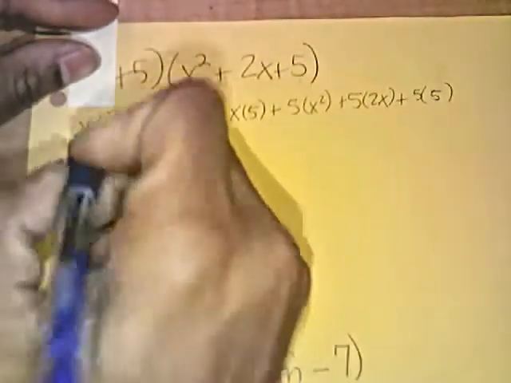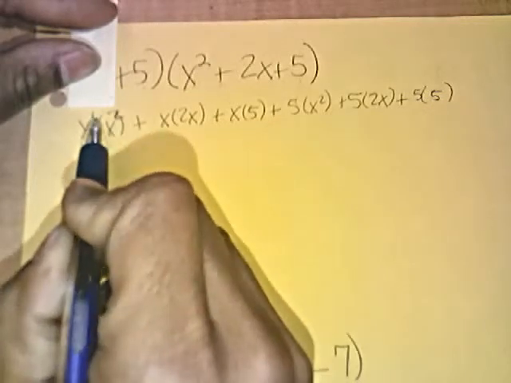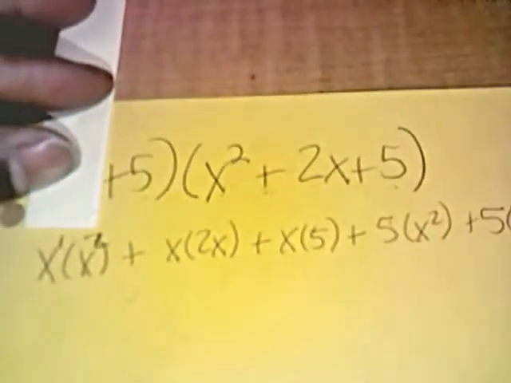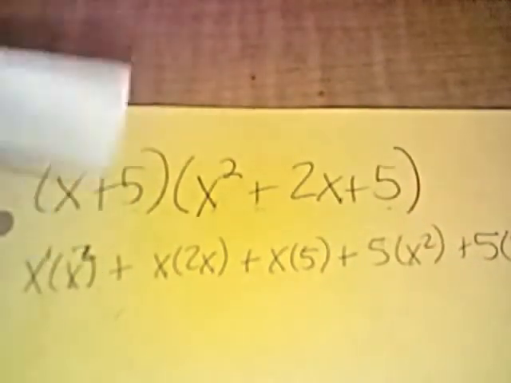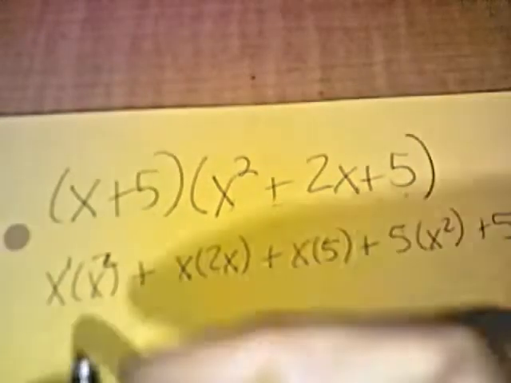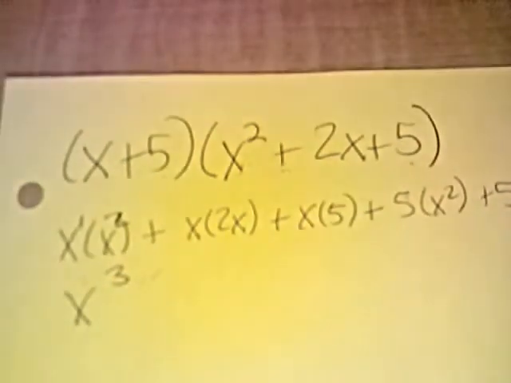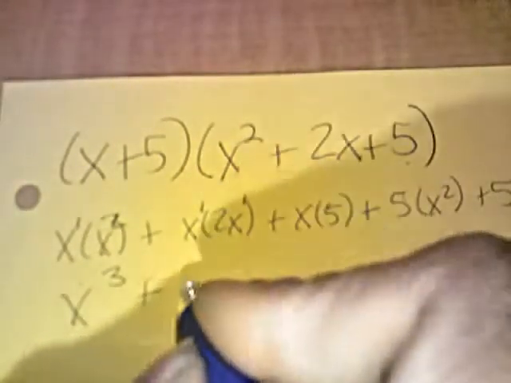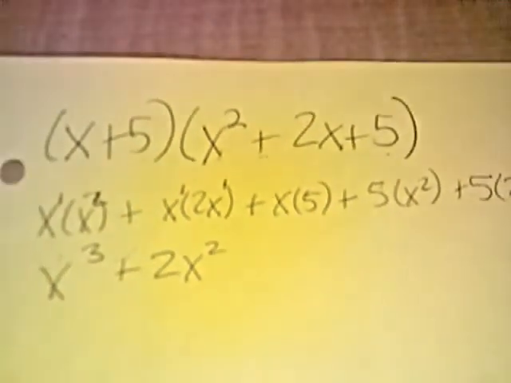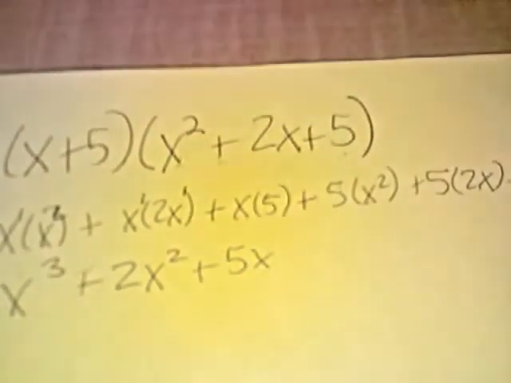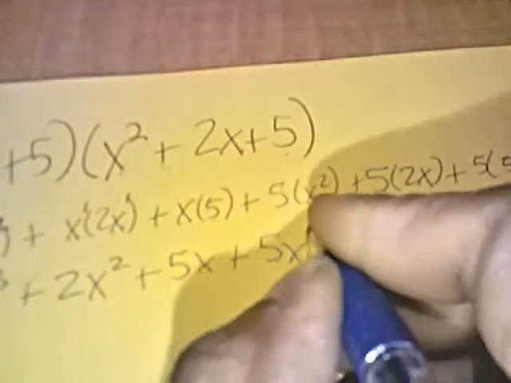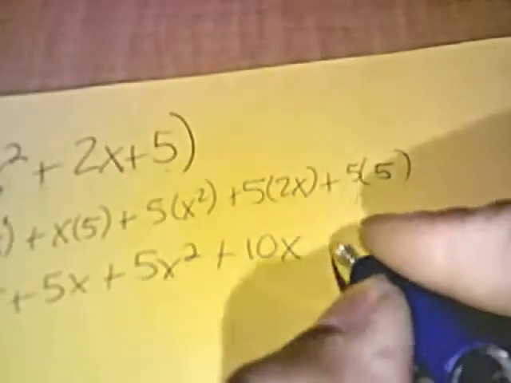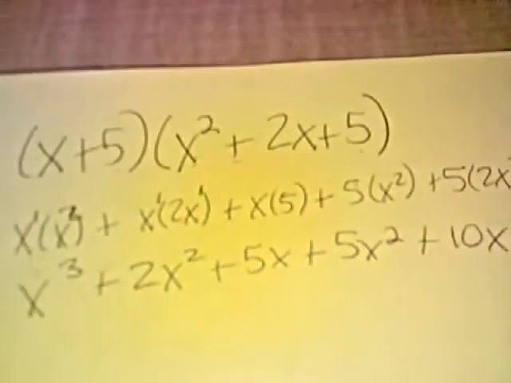Now I'm going to use my rules that we've been doing. I'm going to multiply. This is x to the 1 times x to the 2. What do I do with the exponents? I add them. So that's x to the 3rd. Plus, I'm multiplying, so what do I do with my exponents? I add them. 2x squared, plus 5x, plus 5x squared, plus 10x, plus 25. Okay?